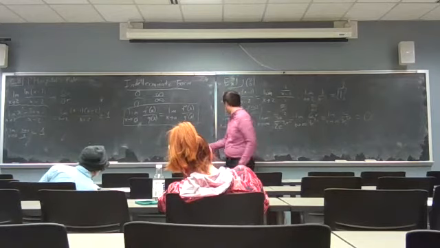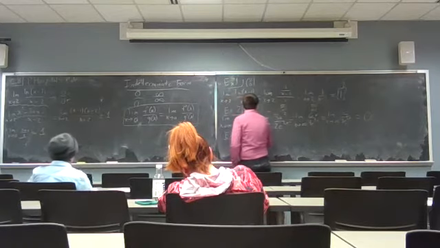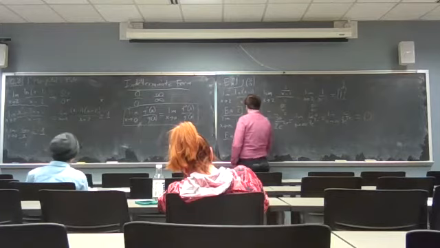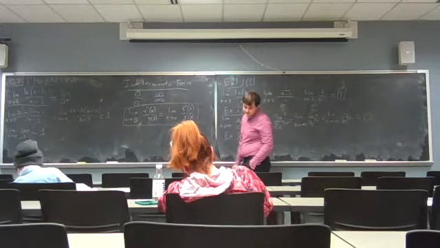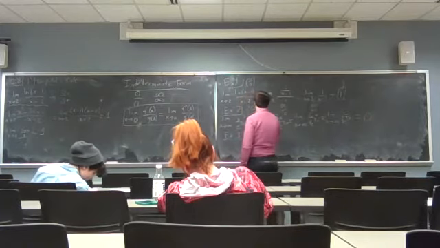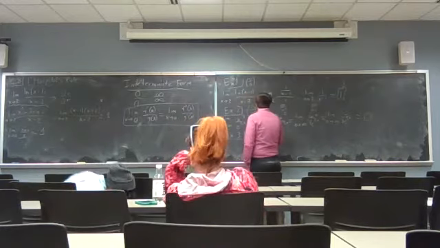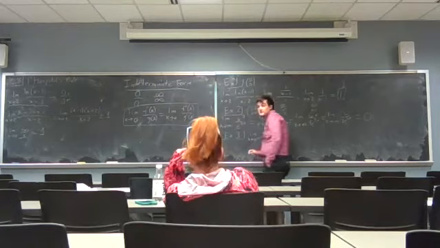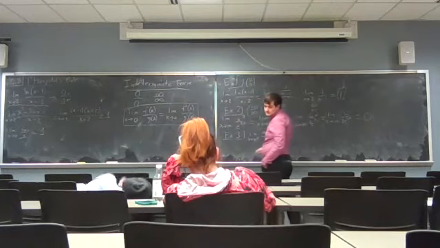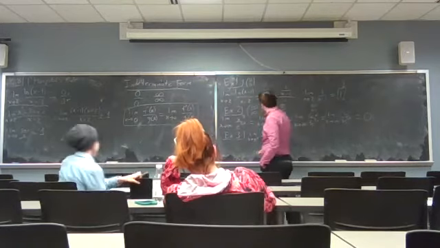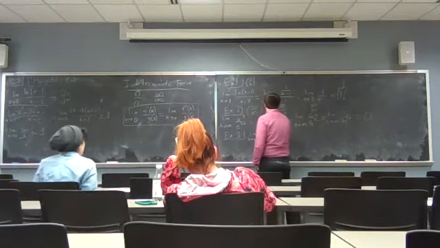Okay, so the next one I have here is the limit as x approaches pi, and we're going to approach pi from the right side, of x minus pi over cosine x.